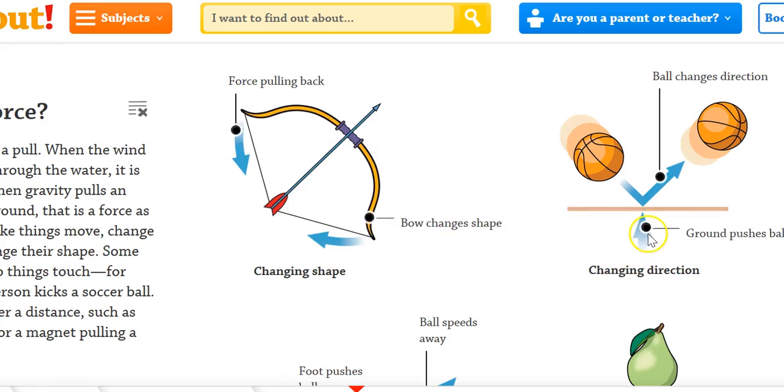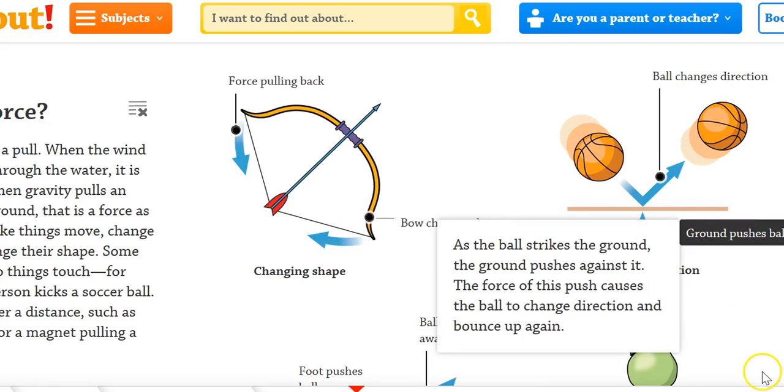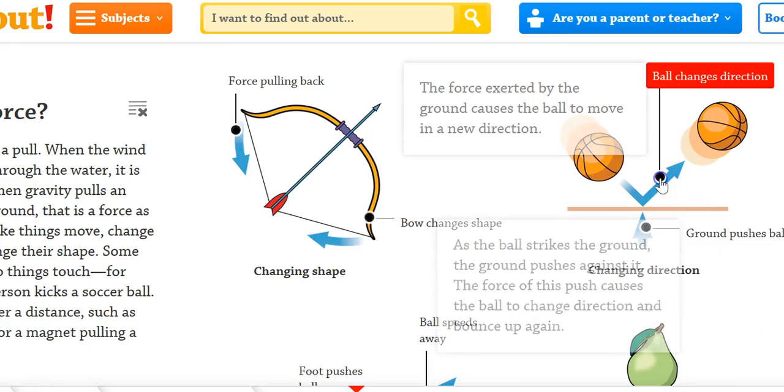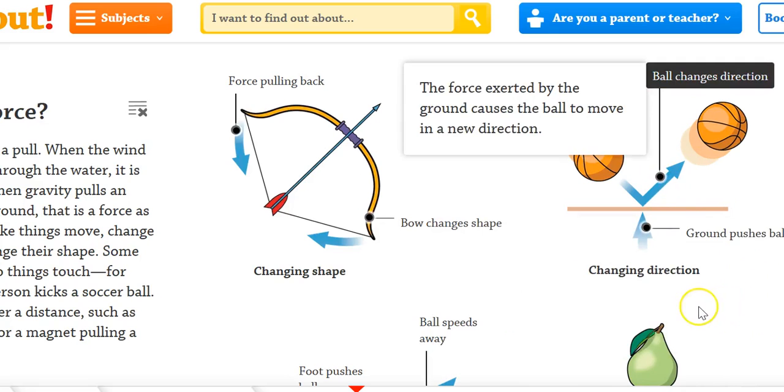Forces can also change the direction of objects. As the ball strikes the ground, the ground pushes against it. The force of this push causes the ball to change direction and bounce up again. The force exerted by the ground causes the ball to move in a new direction.